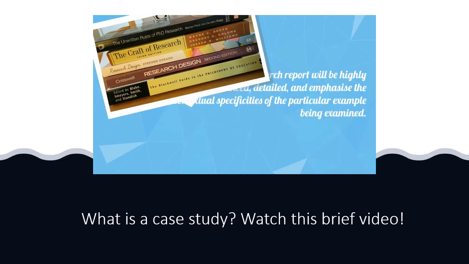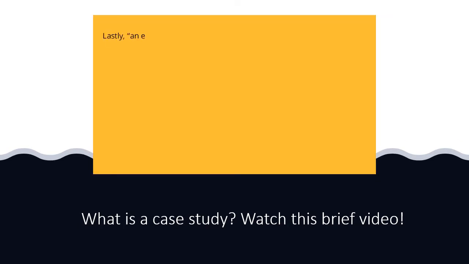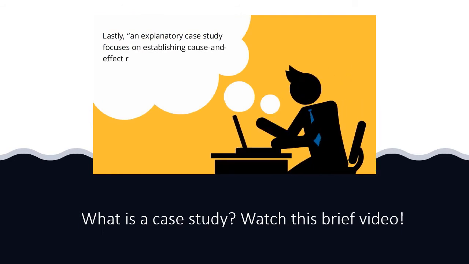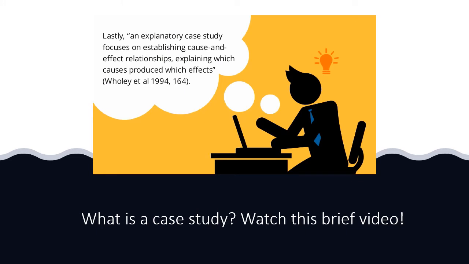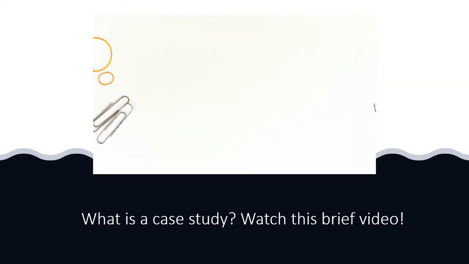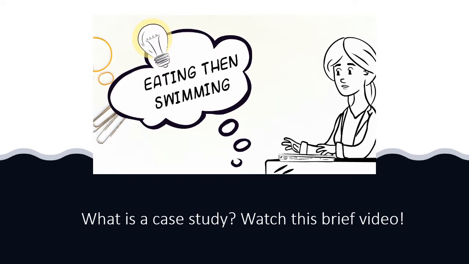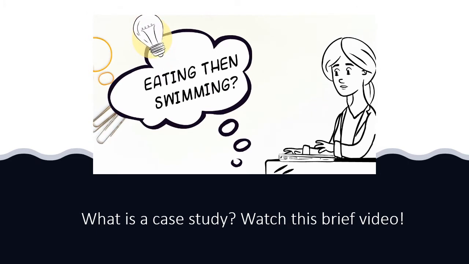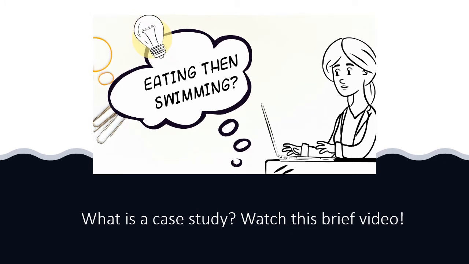And lastly, an explanatory case study focuses on establishing cause and effect relationships, explaining which causes produced which effects. This means that the study examines the particular outcomes generated from a set of circumstances. For example, perhaps you would like to examine whether eating before swimming has any effect, and what circumstances, the timing after eating or the kind of food eaten, might be adding to those effects.